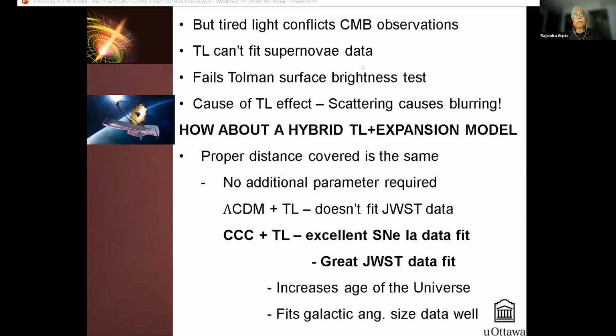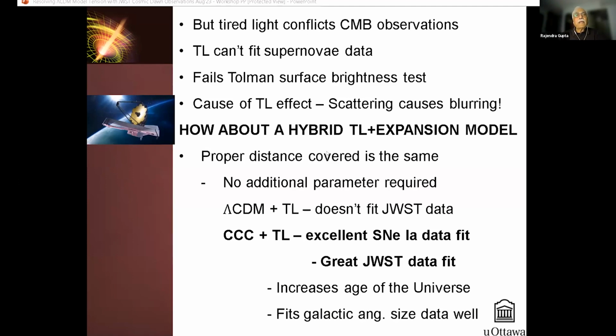twilight can't fit the supernova data as it fails the Tolman surface brightness test. And then there is a question, in the last lecture or talk we discussed the twilight effect. What causes the twilight effect? That is still very uncertain. It's not completely clear what causes that effect, because many of these Compton effects and all those could be causing blurring of the images, which is not seen.